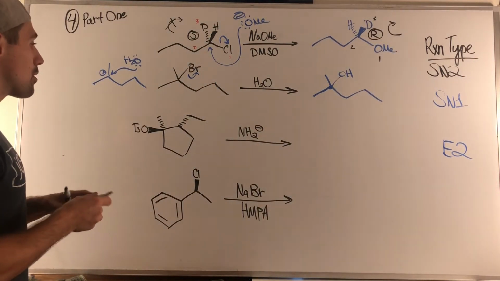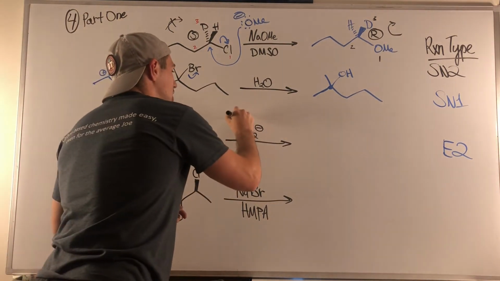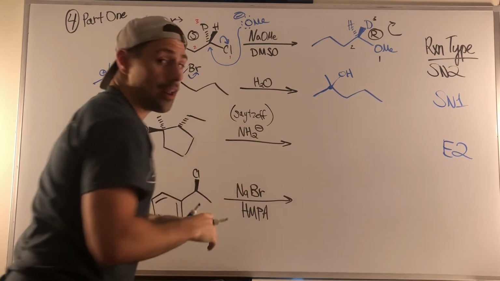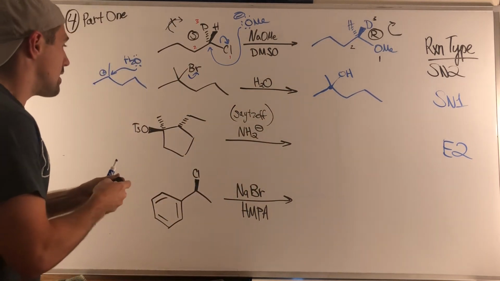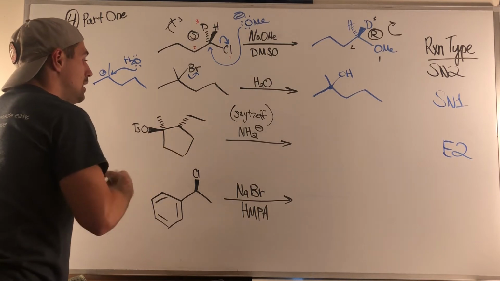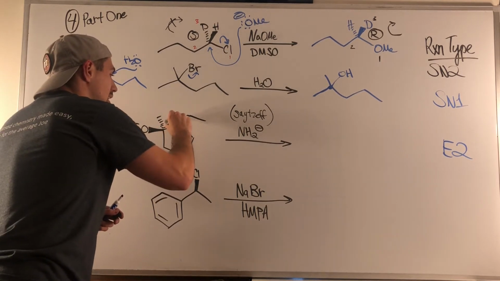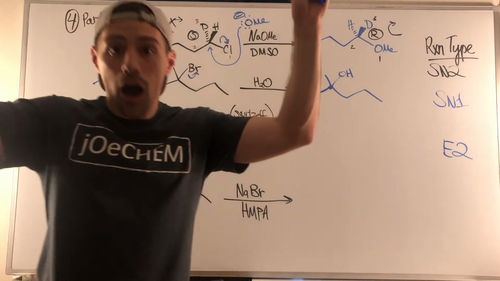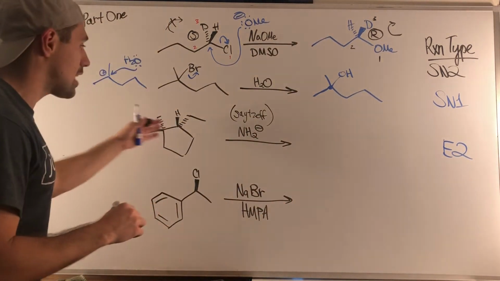So remember, this is a small base, so we would ideally want to make the Saitsev product, the most substituted double bond, right? And that would be going this way, to this tertiary carbon here. However, the hydrogen there, we have a cis-periplanar situation. We're both up, and that's no good. So we can't do elimination there.